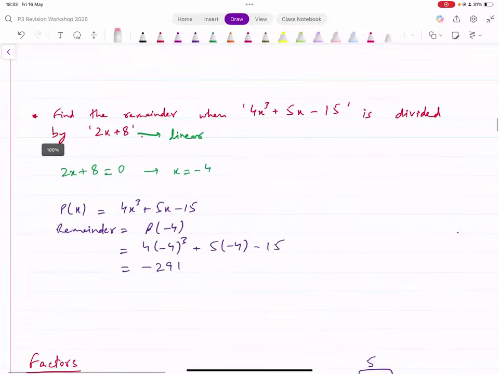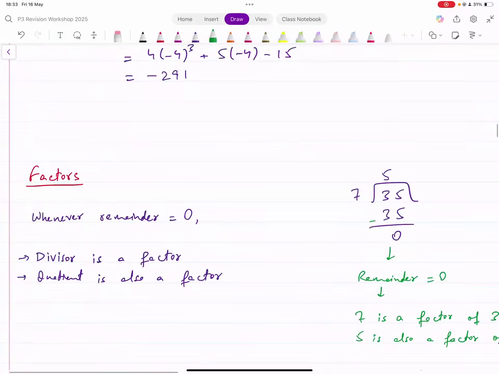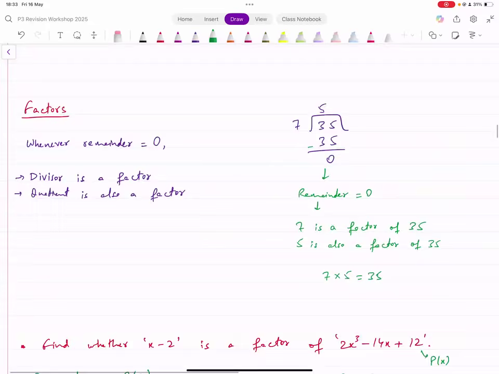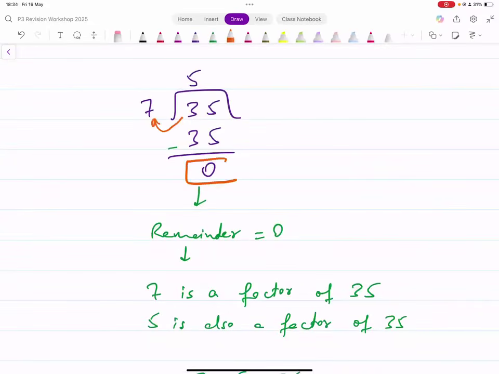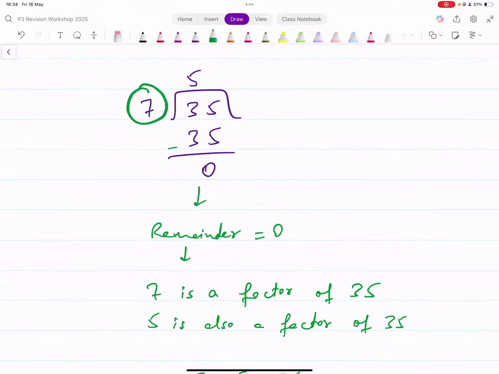This is an example, you can have a look at that. We had to find the remainder, just put a value of x inside the polynomial and that gave us the result. Now, what are factors? Let's take this example. When we divide 35 by 7, for instance, what do we get? We get 0 as the remainder and the number on top is 5, right? Now, whenever the remainder is equal to 0 from any division, what that means is the divisor is a factor of the dividend. So 7 is a factor of 35, but not just that. 7 multiplied by 5 is actually giving us 35. So that means the quotient that we've got is also a factor of this dividend.